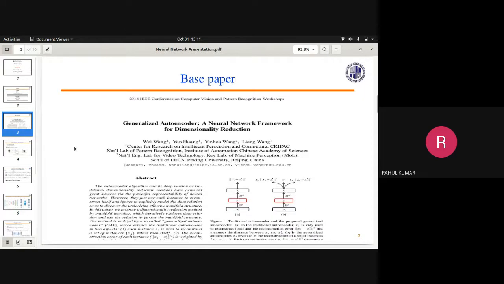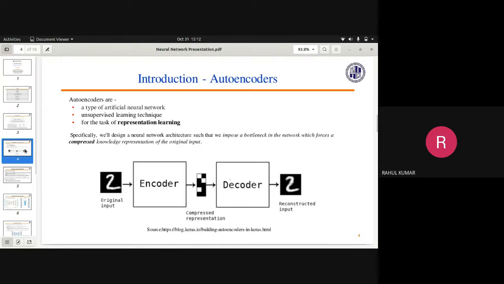Our base paper is generalized autoencoder, a neural network for dimensionality reduction. By dimensionality reduction, we mean the techniques that reduce the number of input variables in a data set. So coming back to the intro part, neural networks are the functional unit of deep learning and are known to mimic the behavior of the human brain to solve complex data-driven problems.